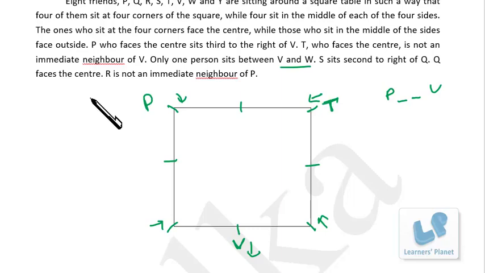That means S and Q both of them are facing center. But S sits second to the right of Q, and since both of them are facing center, Q has to be over here, S has to be over here. So S will be second to the right, since right of Q is this way. Now R is not an immediate neighbor of P, so R cannot be here, cannot be here. That means R is here. Then only one person sits between V and W, so V here, so W has to be here. So P, Q, R, S, T, U, V, W. The entire arrangement has been done.